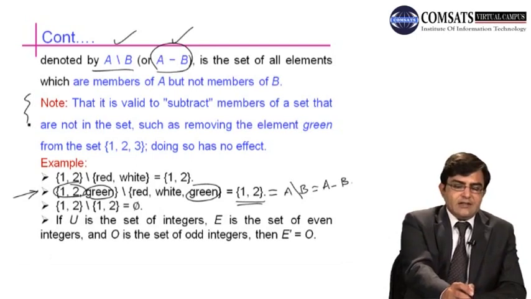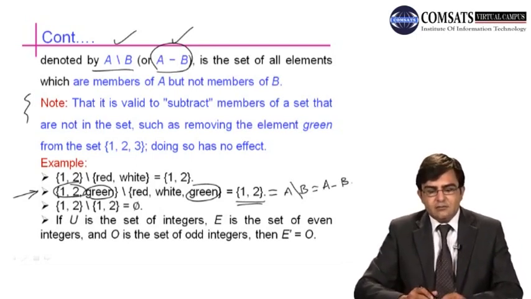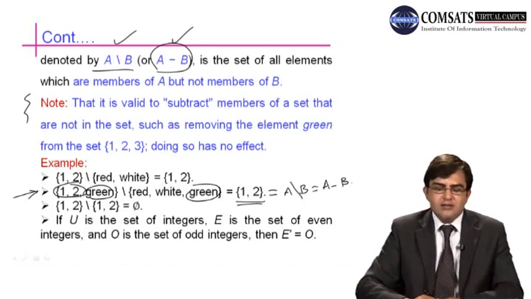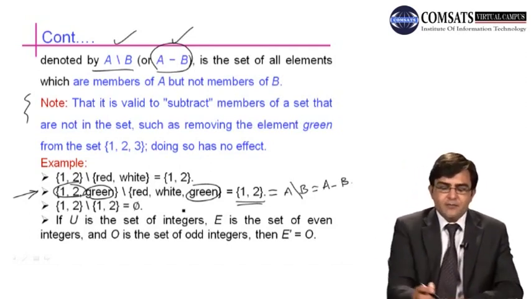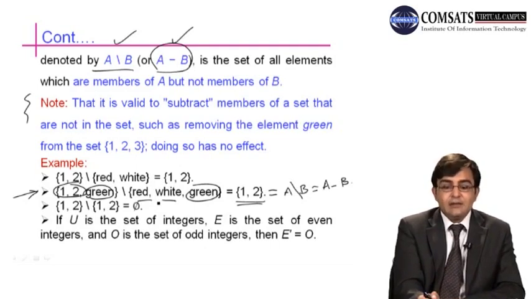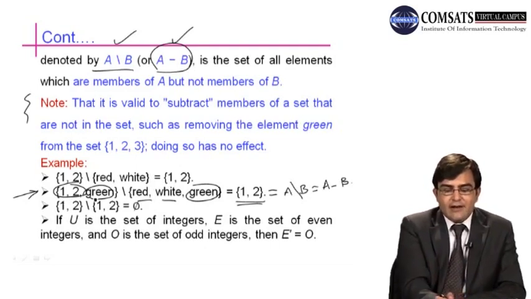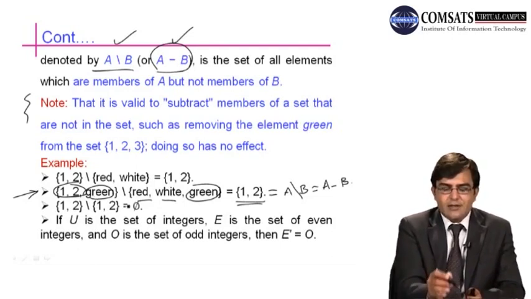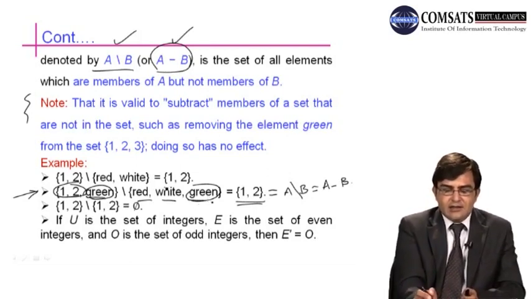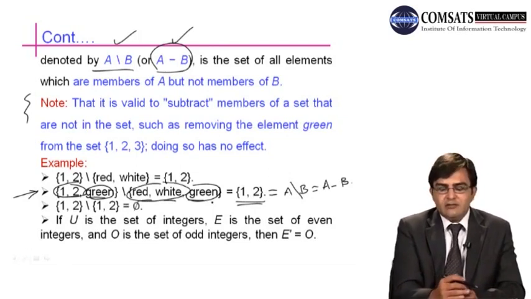Here we take note that it is valid to subtract members of a set that are not in the set, such as removing the element green from the set. Doing so has no effect. What does it mean? Red and white are in set B. Even if we subtract red and white from this set, there will be no effect, because we subtract only those elements which are common in both sets, and the rest of the members which are in B we leave.